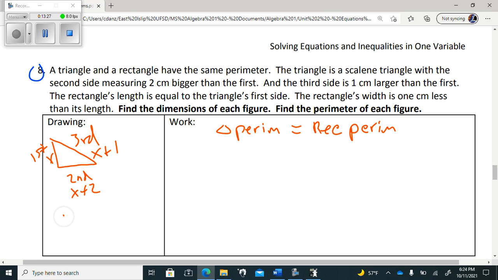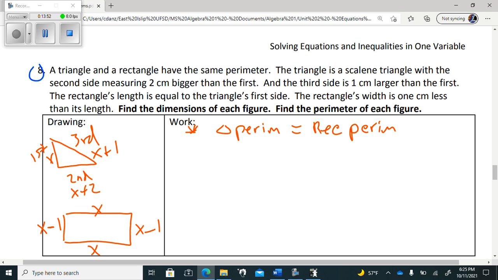The rectangle's length is equal to the triangle's first side. So I'll call the length x, because that's what I called the first side. And then the rectangle's width is 1 centimeter less than its length. So that means I subtract away 1.